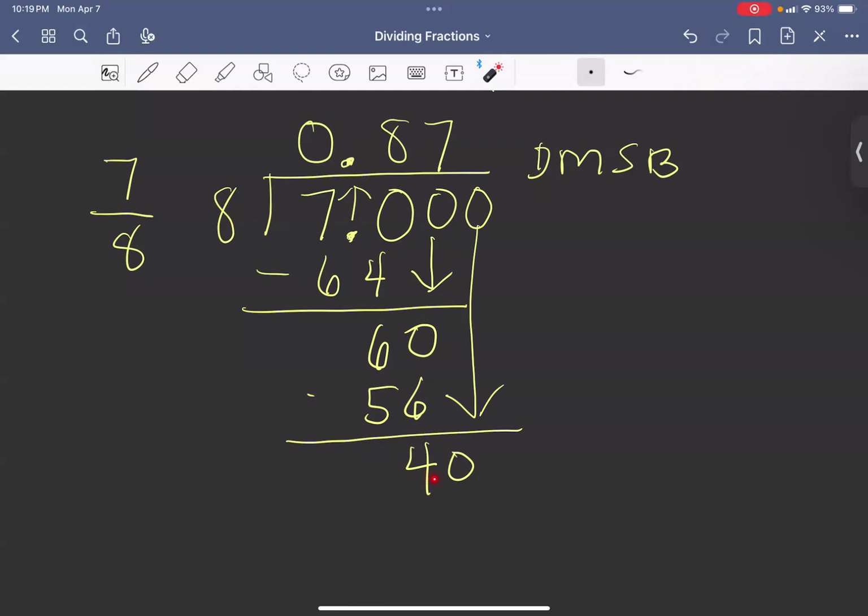8 goes into 40 5 times. So I divided. Now I need to multiply. 5 times 8 is 40. Now I need to subtract. So our answer is 0.875, or 875 thousandths.